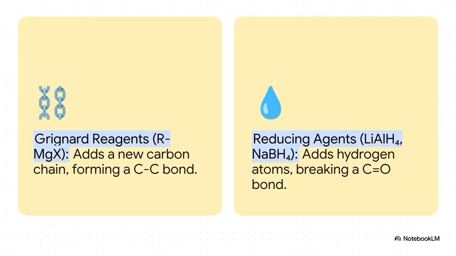Another fantastic way to make alcohols is from carbonyls, molecules with a carbon-oxygen double bond. And again, we've got options. We can use what's called a Grignard reagent. Think of this like a molecular construction crew that comes in and adds a whole new carbon chain. Or we can use a reducing agent, which just adds hydrogen atoms across that double bond, turning it into our alcohol. Two different tools, two very different jobs.